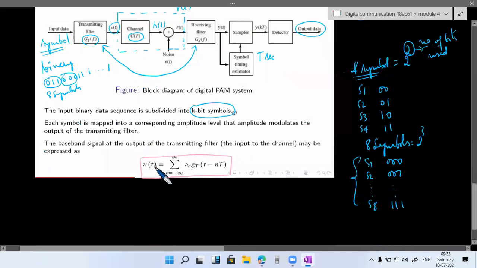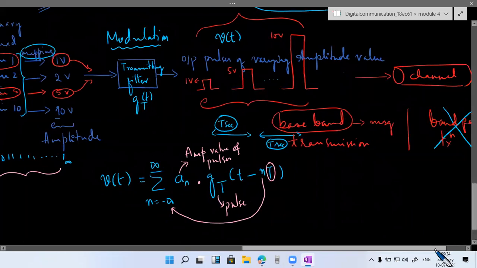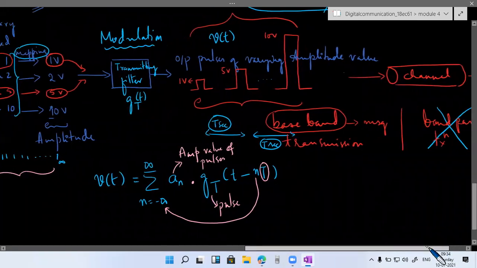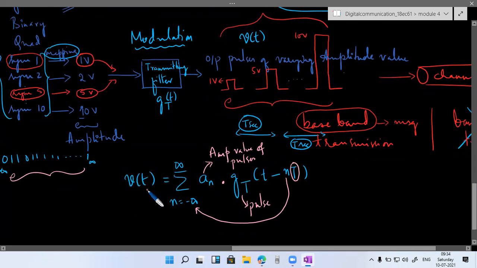In our previous class, we also got to know why this output V of T, whatever we are getting over here, is expressed in terms of a summation from n equal to minus infinity to positive infinity, a n into G subscript T of T minus NT. So let me brush up the concepts once again, because these are very essential for me to continue in this session. Okay, so this V of T is the output.